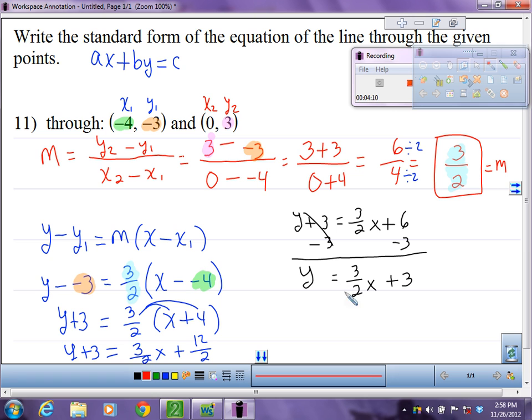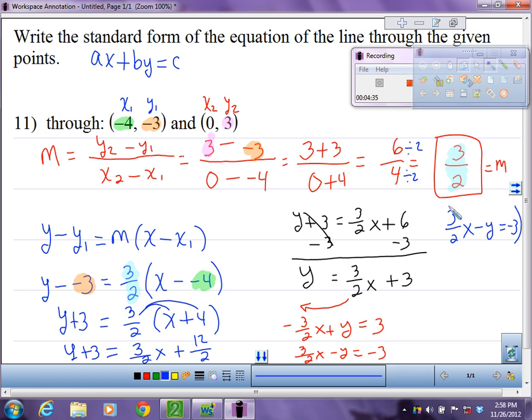So, okay, now I got to do one more step. And it's down here, you got negative 3 halves x plus y plus 3. And then get rid of the negative by cambio mundo. Almost done. 3 halves x minus y equals negative 3.